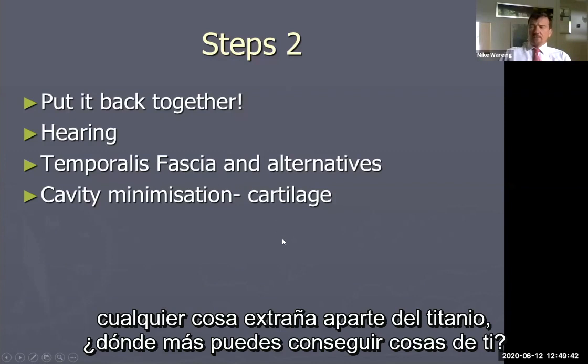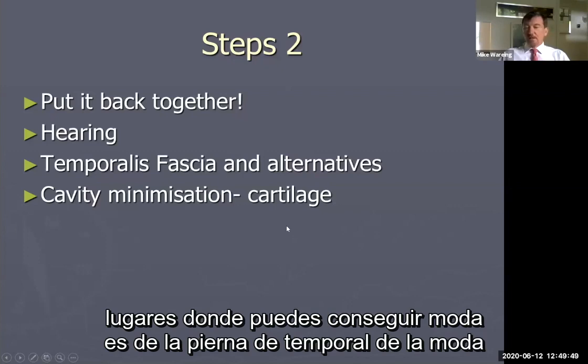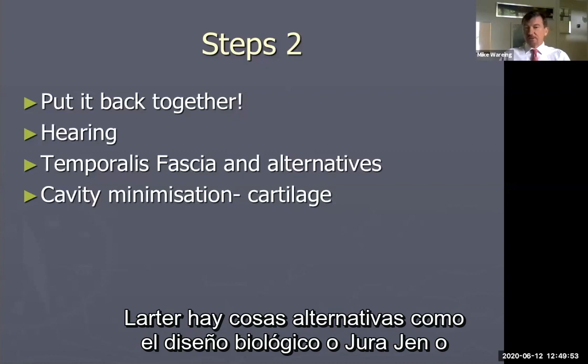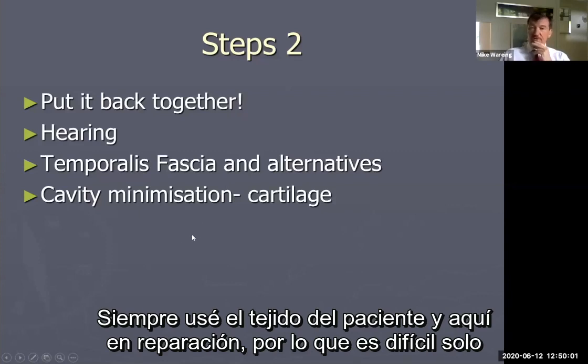Where else can you get stuff from? You can get temporalis fascia from the other side. We've done that once. The other places you can get fascia is from the leg, from fascia lata. There are alternatives, things like Biodesign or Duragen are alternatives that I don't have any experience of. I've always used the patient's tissue.